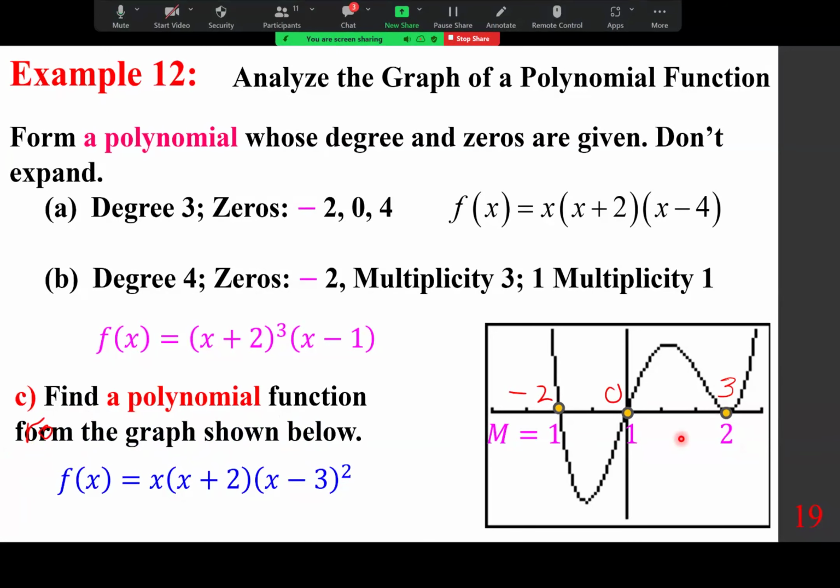And I hope you see that you have 1, 2, 3 turning points, and the degree must be at least 4. And this has degree 1, this has degree 1, this has degree 2. So the degrees add up to 4 when you do the math. So it becomes pretty obvious as to what's the answer.